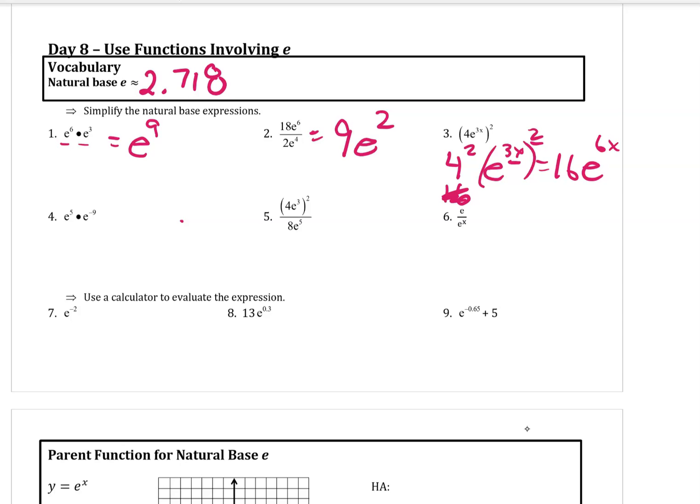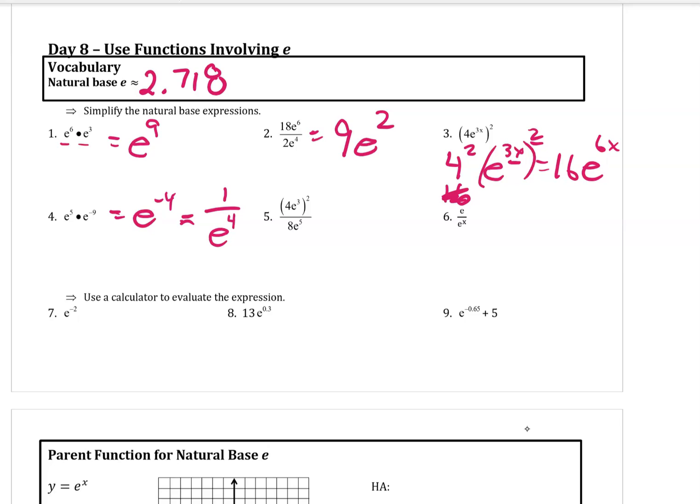e to the 5th times e to the negative 9th. Again, we add our exponents together. That gives us e to the negative 4th. But we cannot leave a negative exponent. So when we have a negative exponent, what we do is we say that's 1 over e to the positive of that exponent, 1 over e to the 4th. Hopefully this is review for you. We're just looking at using base e.